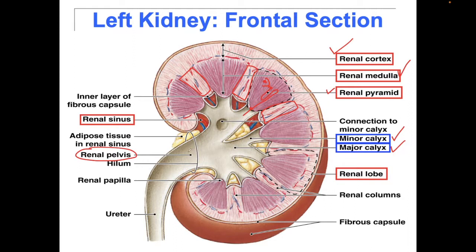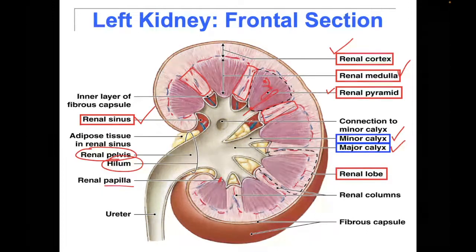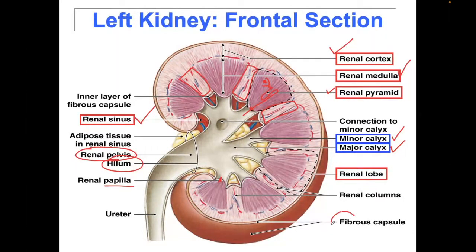The renal pelvis, along with the renal artery and the renal vein, is going to enter into that hilum, or the renal hilum. Remember that little opening right here is the papilla, renal papilla or papillary duct. Here are the renal sinuses. Here's the fibrous capsule on the outside. Here are the renal columns between each pyramid. That's a pretty good overview right there.